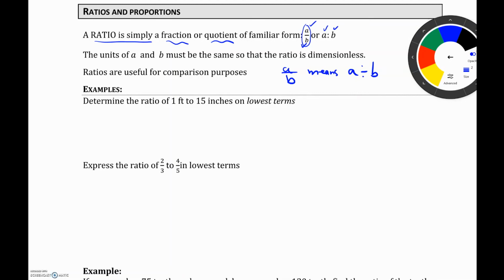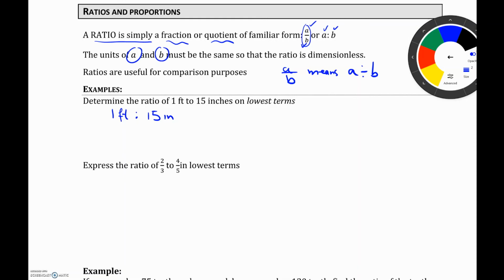Now, for ratios, A and B must be in the same units. So if A is a length and B is a length, if A is measured in feet, then B also has to be in feet. If A were in feet and B in inches, we'd have to convert either to all feet or to all inches. So here is an example. We want to find the ratio of 1 foot to 15 inches.